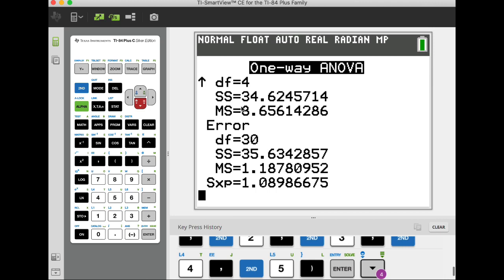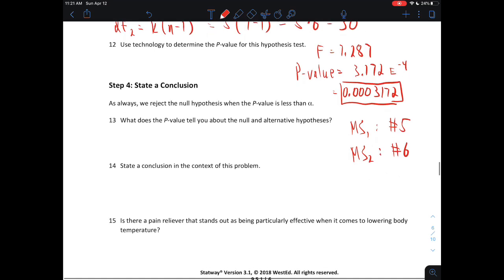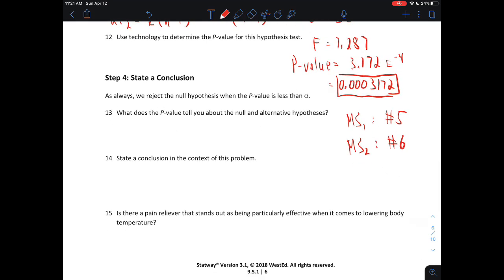So now let's go back to our workbook and finish up this hypothesis test. So now we take our p-value and we draw our conclusions. Step 4, state a conclusion. As always, we reject the null hypothesis when the p-value is less than alpha. So first of all, number 13, what does the p-value tell you about the null and alternative hypothesis?